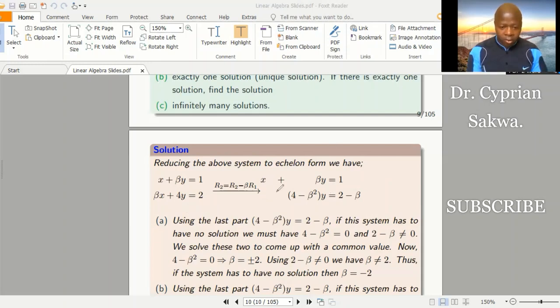Now, you see, this is our echelon form of the original matrix. Look at the last row. From the last row, we will get solutions. We'll get answers to our questions.